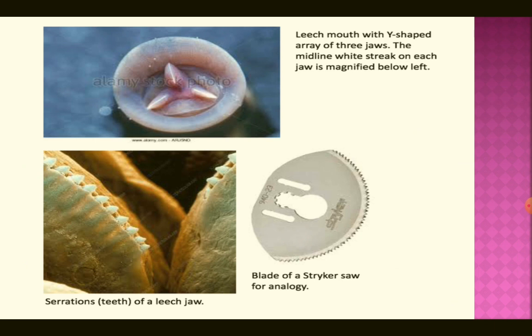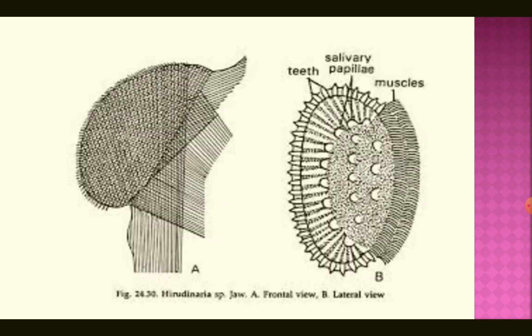So here you can see jaws being two ventrolateral and one in the dorsal median, and here the other picture shows you the arrangement of teeth on the leech. And this is how you find many salivary papillae on the jaws, and the arrangement of teeth as well.